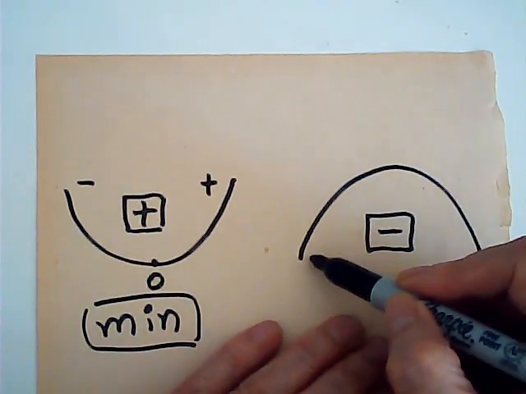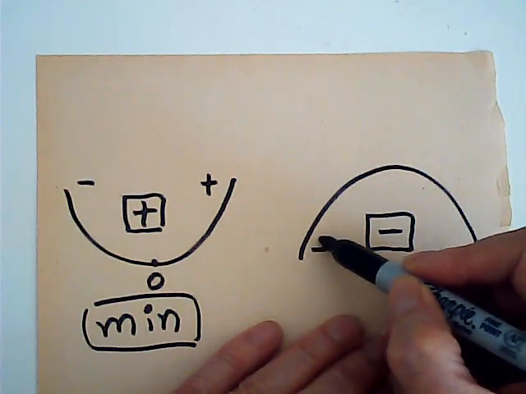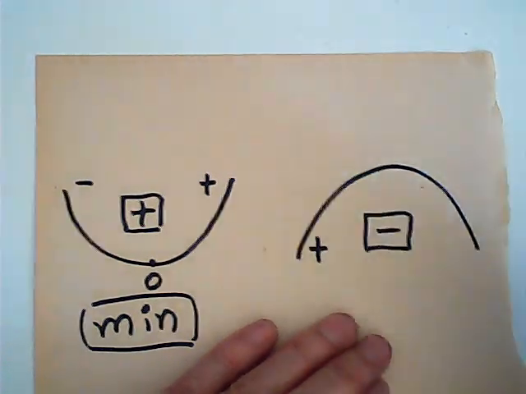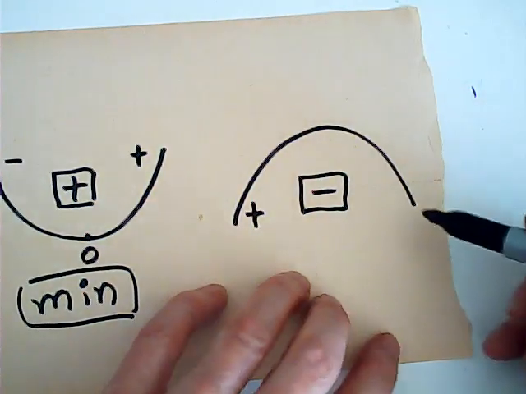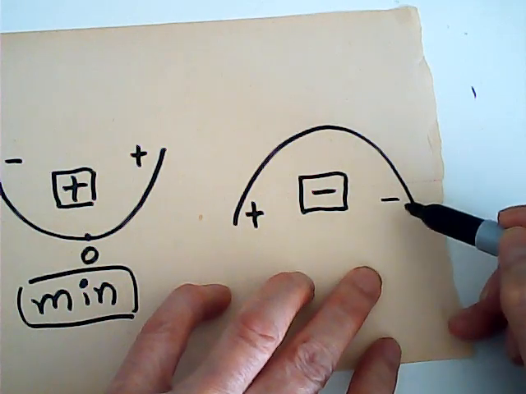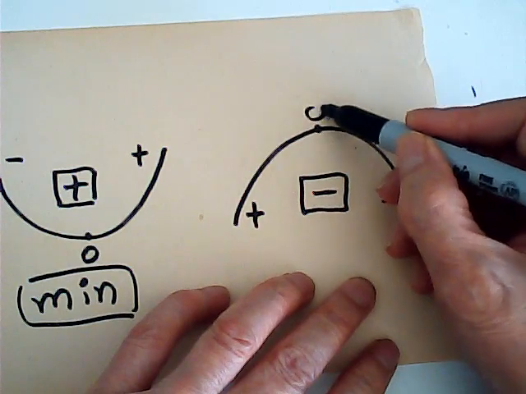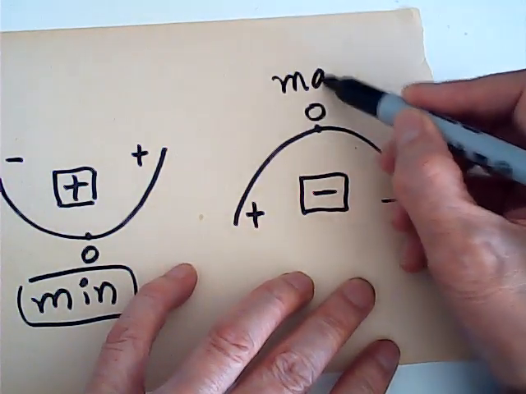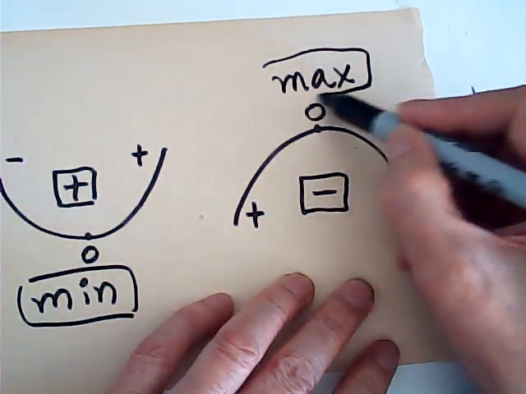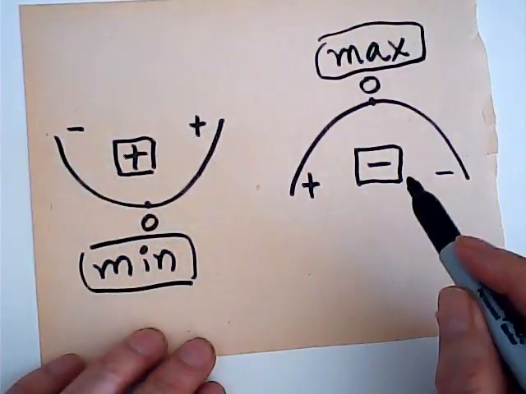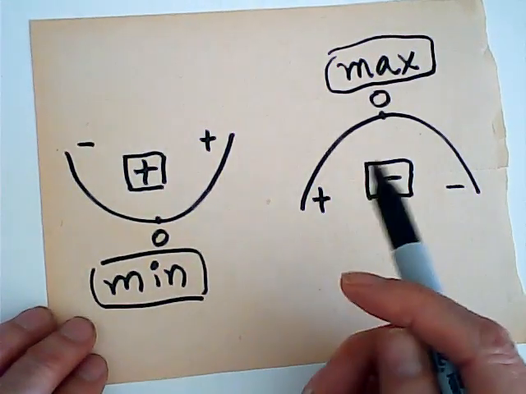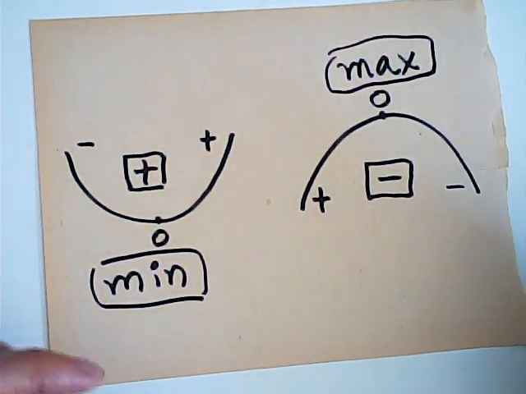This is increasing. First derivative is positive. This is decreasing. First derivative is negative. This is where the first derivative is 0, which is the maximum. See, these two pictures summarize a lot of information.